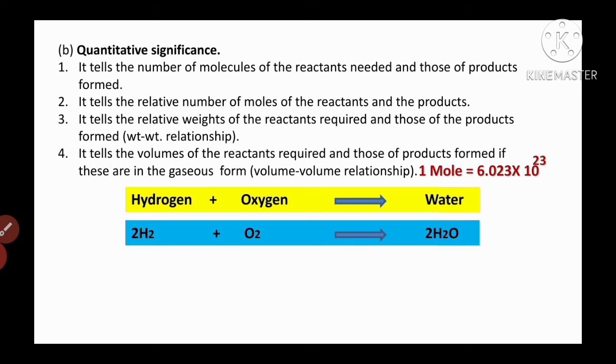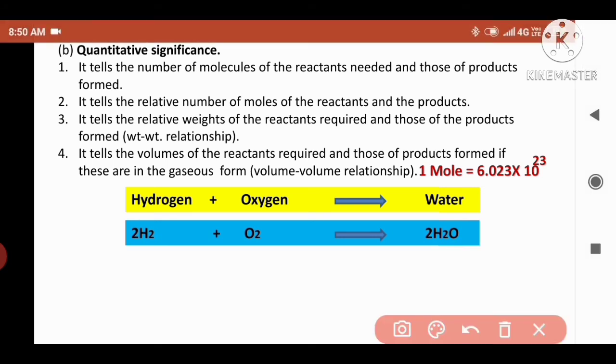Now coming to the first point of the quantitative significance, it tells the number of molecules of reactants needed and products produced. Here two molecules of hydrogen react with one molecule of oxygen and produce two molecules of water. So this gives information about how many molecules of the reactant are involved and how many molecules of the products are produced.